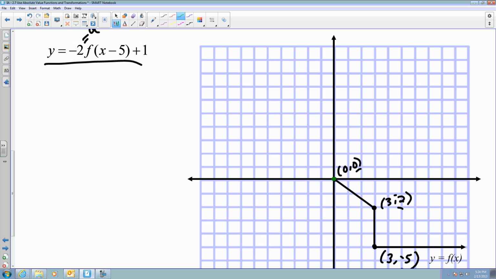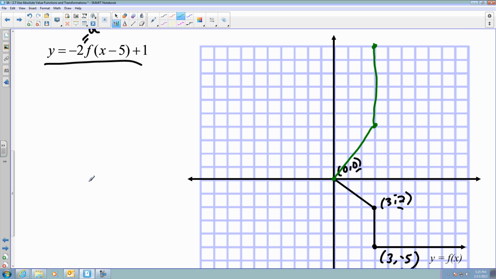Here I have 3, comma, negative 2, but I'm going to multiply that by negative 2, so that gives me 3, comma, 4. So I go 1, 2, 3, 4. That's where this new point is going to be located. And then I have 3, comma, negative 5, but negative 5 times negative 2 gives me 10. So I'm going to move it up 1, 2, 3, 4, 5, 6, 7, 8, 9, 10. If I were to connect these dots, this would be my new graph if all I had to do was change the stretch by negative 2.